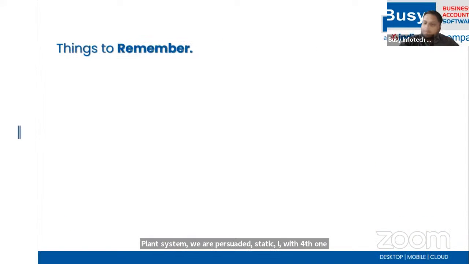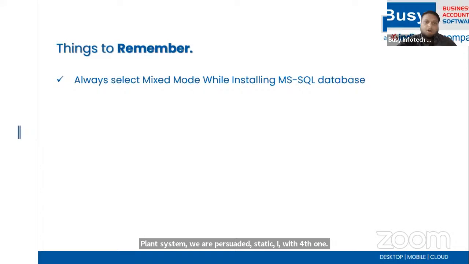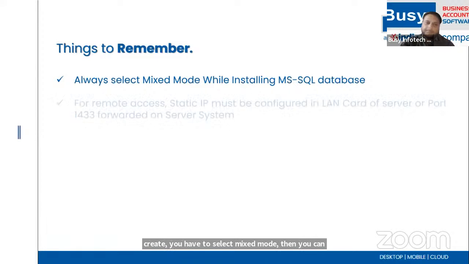Next, things to remember: always select mixed mode while installing the MS SQL database. When you're installing SQL on the server system, this thing you have to remember. You have to select mixed mode, because if you do not select mixed mode, then you cannot create the password of SQL. So you have to select mixed mode, then you can create the password of SQL for login.